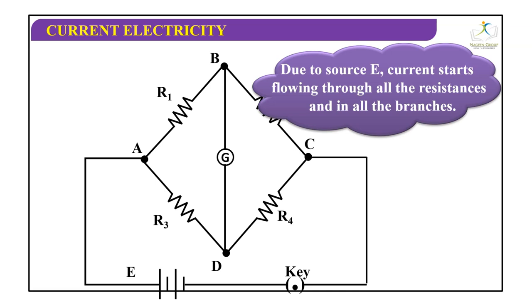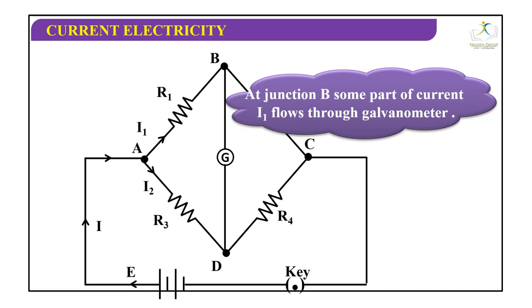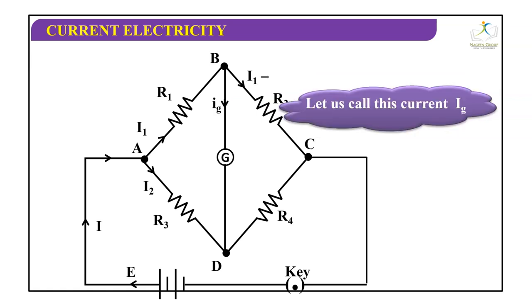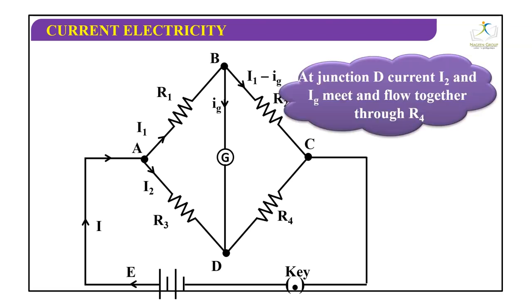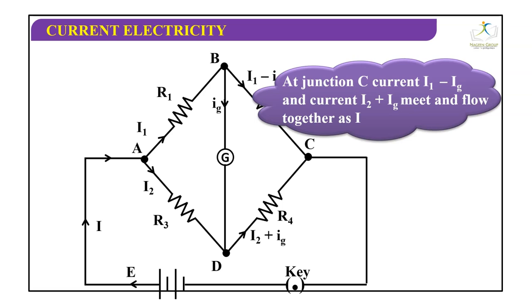Due to the source E, current starts flowing through all the resistors and all the branches. At the junction A, I splits into two components, I1 and I2. At junction B, some part of current I1 flows through the galvanometer. Let us consider this current as IG. At the junction D, I2 and IG meet and flow together through R4. At junction C, current I1 minus IG and current I2 plus IG meet and flow together as I.